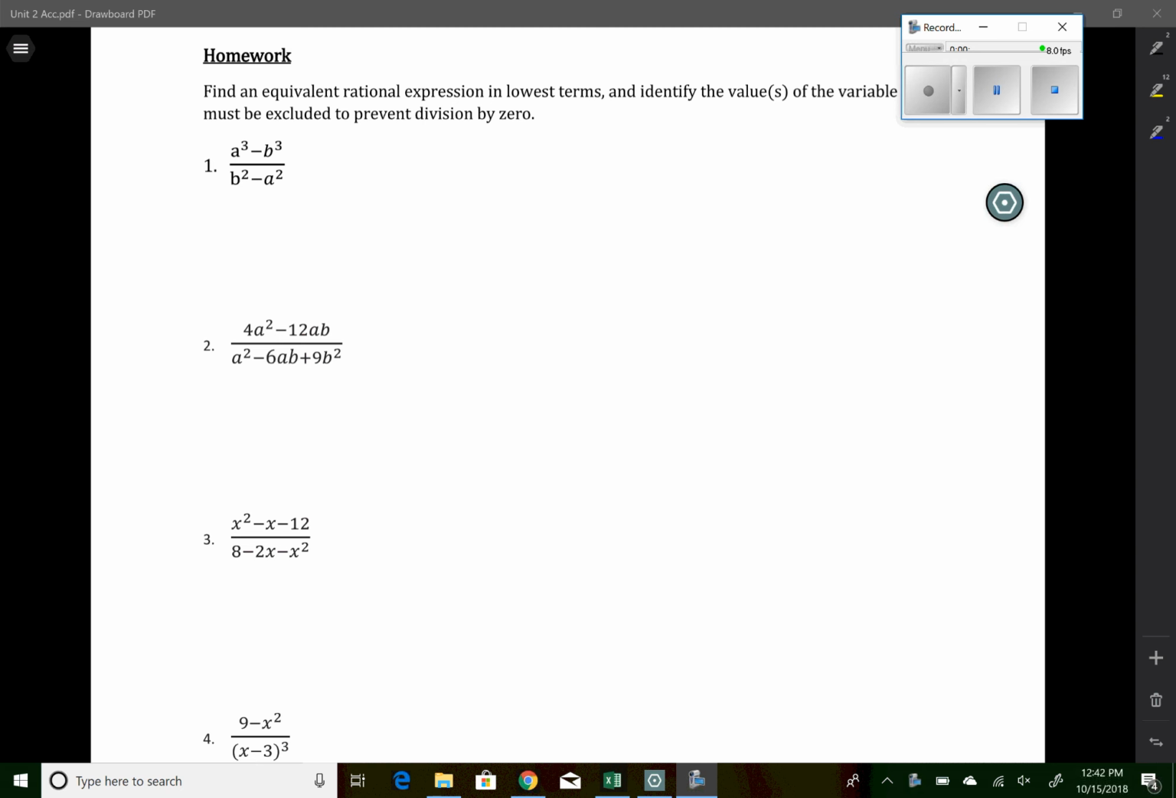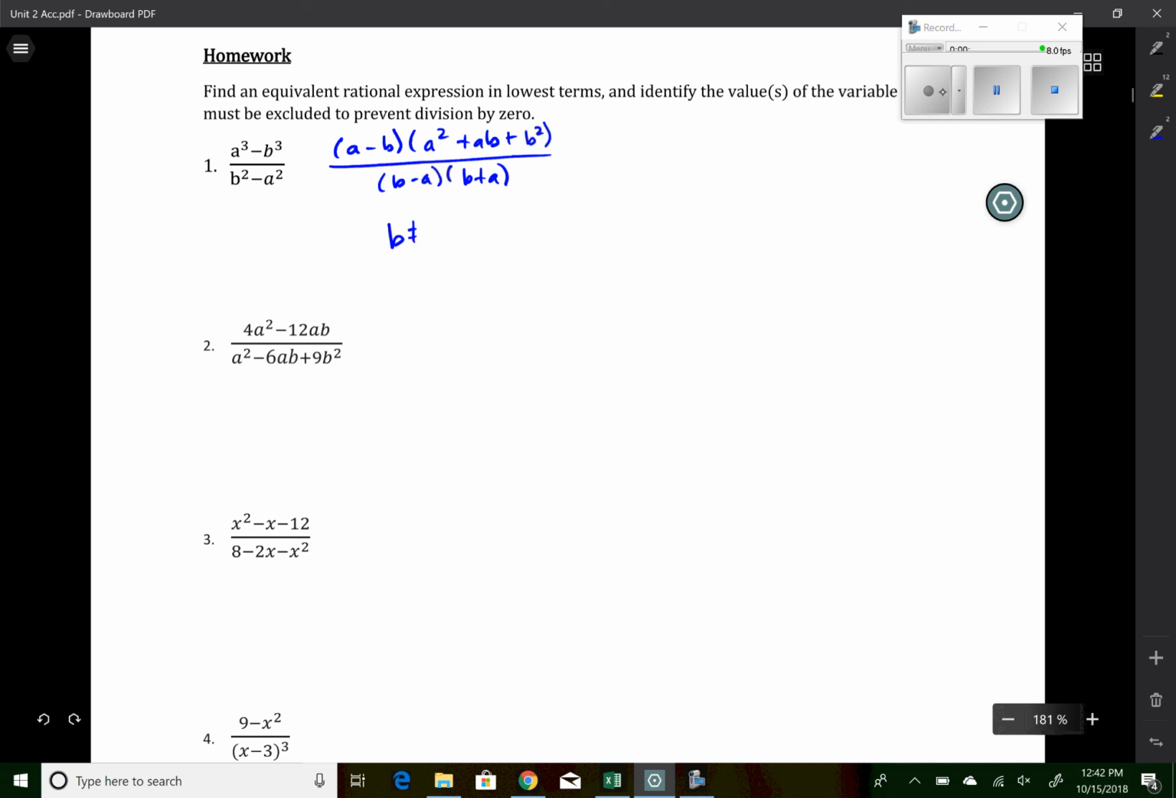So for the first question, I see some difference of two cubes in the numerator. So I'm going to start by factoring. So I have (a minus b)(a squared plus ab plus b squared), all divided by (b minus a)(b plus a). Notice the order is important here. So in the denominator, I see two expressions that each give me an undefined value. b can't be a, and b can't be negative a if I solve each one.